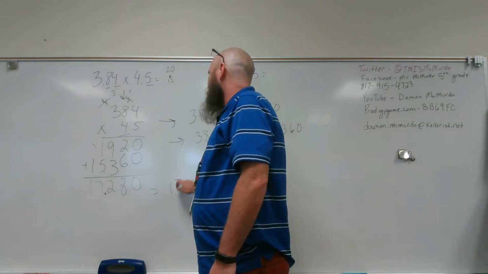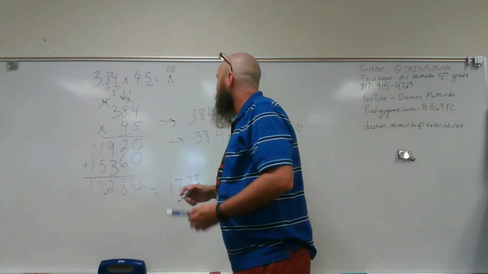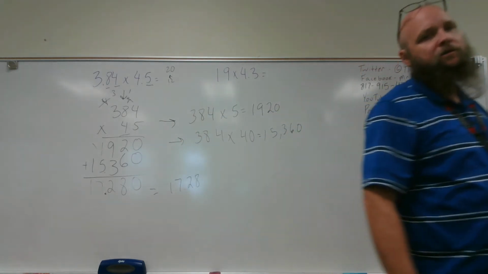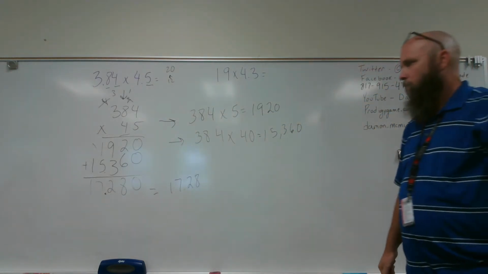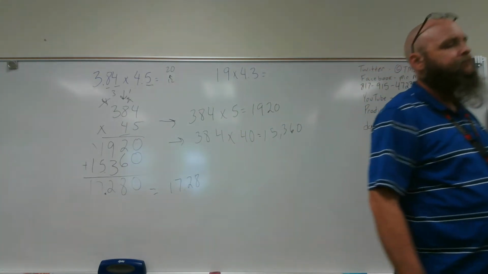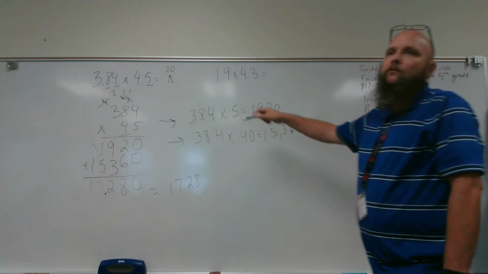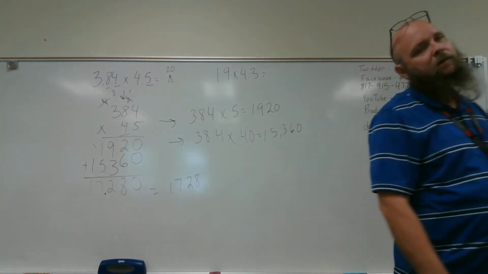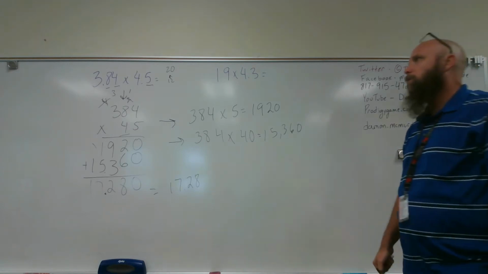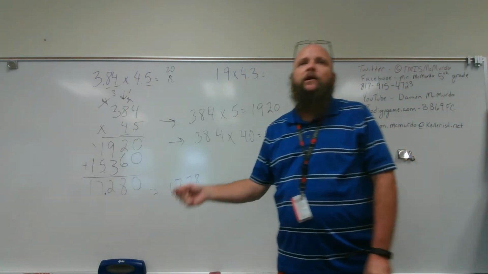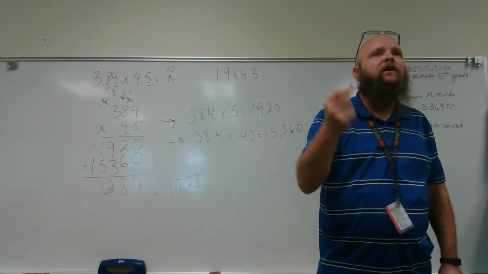You'd probably see it written as 17 and 280 thousandths, which is equivalent to 17.280. That's why I put the equal sign. And that falls in our range of our estimate. That is why estimating is so important. That is why we estimate before we solve the problem.